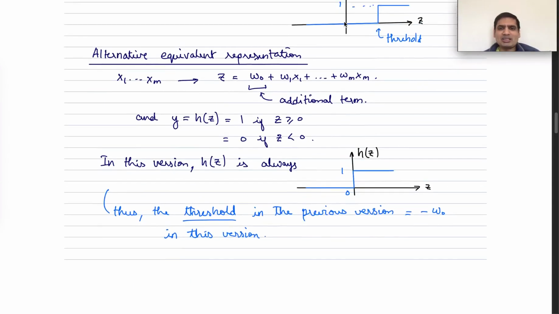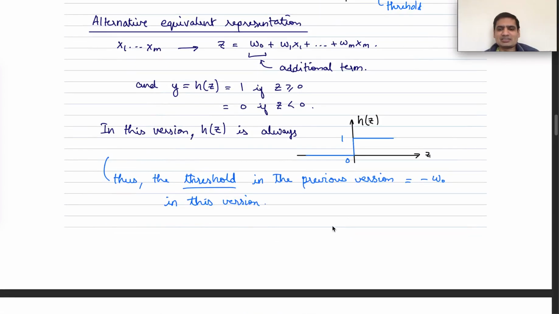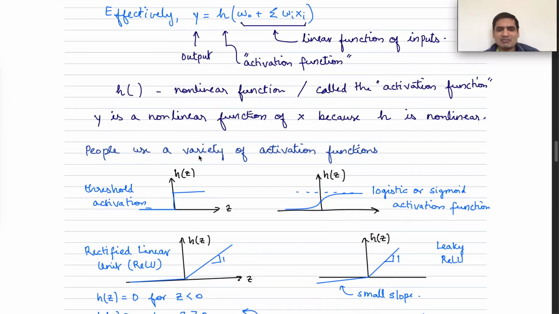I described a version of the neuron with this very particular activation function called the threshold activation function. But people have used a variety of activation functions in the recent past for neural networks. The threshold activation function was maybe the first historically, and then the logistic or sigmoid activation function was the next one used, which was meant to approximate the threshold activation function with something smoother so that you can differentiate and so on.